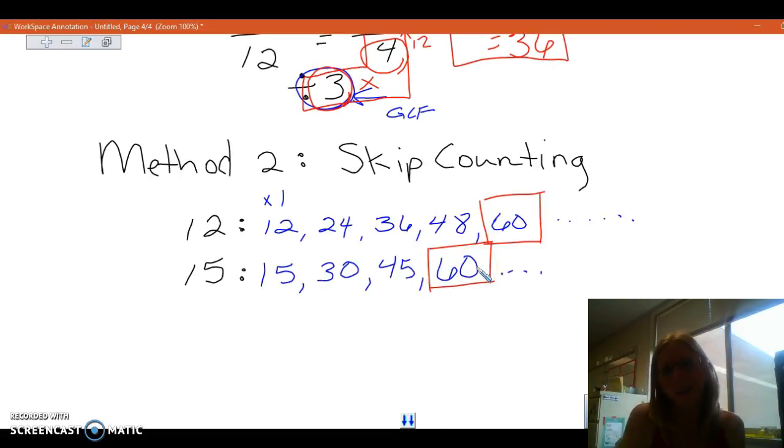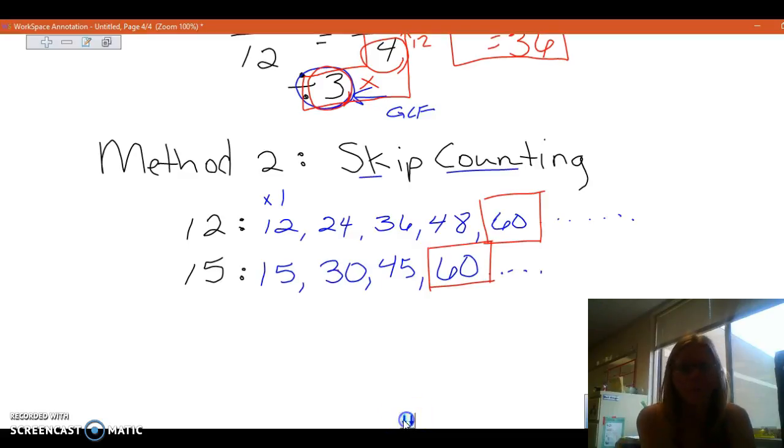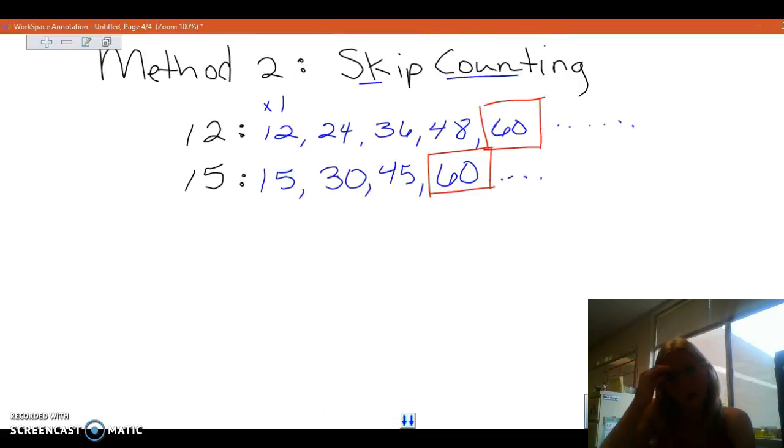The downfall to skip counting is if you're inaccurate on one, so if I thought that this was 35, I'm going to be inaccurate on all of the rest of them. Okay. So if we're not very proficient in our skip counting, that might be our downfall here. Another downfall of skip counting is sometimes these lists can go pretty high. Okay. Sometimes the common multiple is very big, even though it's the least common multiple. But you have that strategy to utilize.